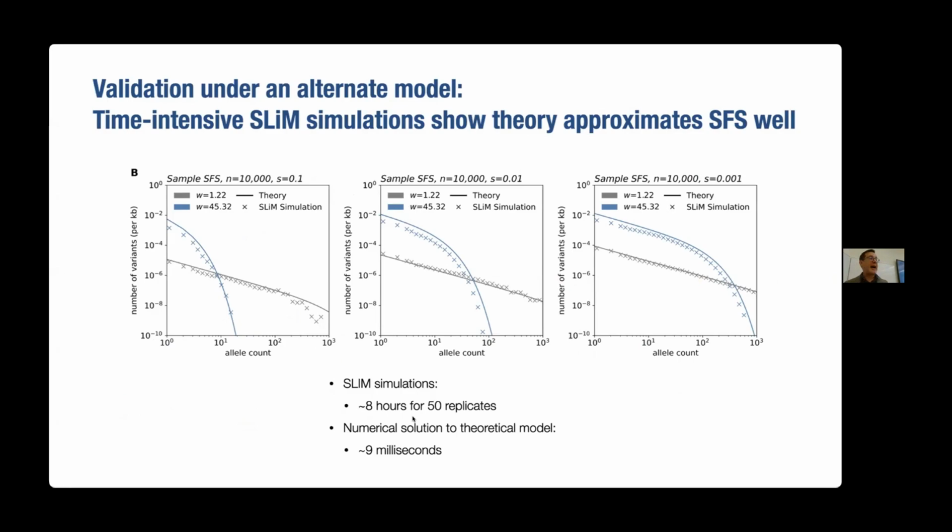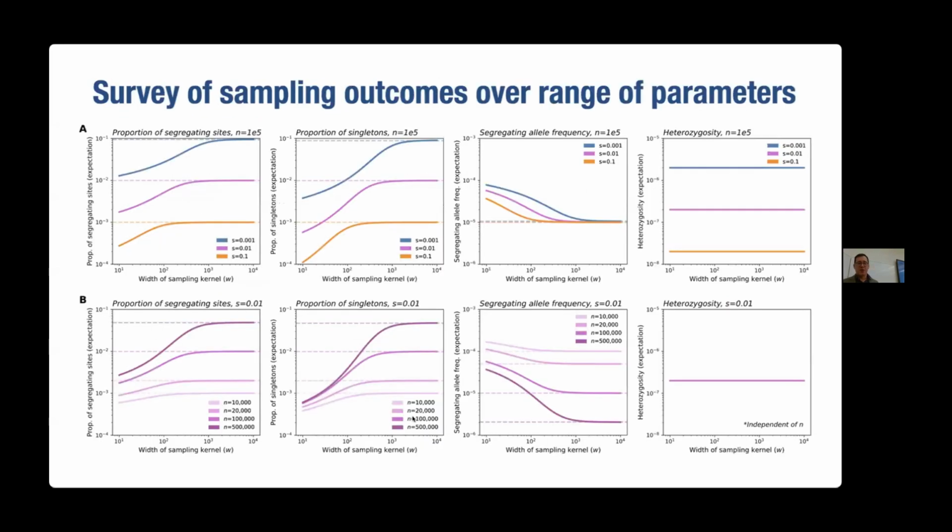That allows us then to explore a lot of choices about W and S and N, and so this is a set of results exploring over that space. The columns here are the proportion of segregating sites, the proportion of singletons, the segregating allele frequency, and the heterozygosity. The top row has a fixed sample size and varies the selection coefficient. The bottom row has a fixed selection coefficient and varies the population size.